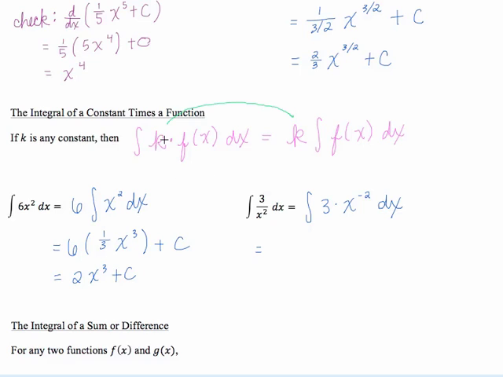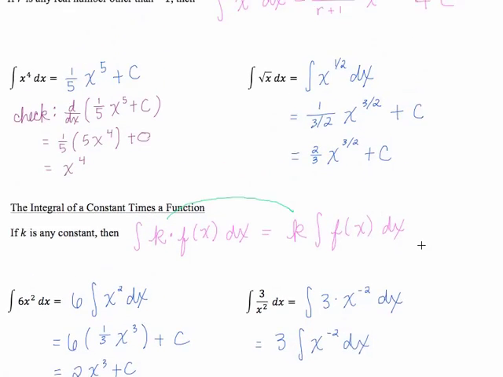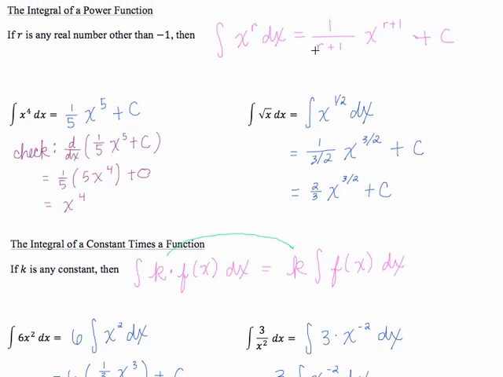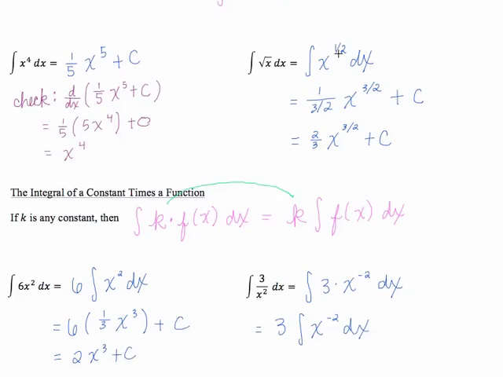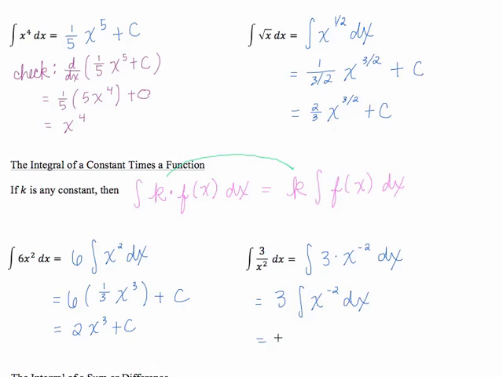Okay, and by this constant rule we can pull the 3 out front to give us 3 times the antiderivative of x to the minus 2. And now we can apply the power rule up here. The exponent we have is negative 2. So when we add 1 to that, we're going to get negative 2 plus 1. Negative 2 plus 1 is negative 1.